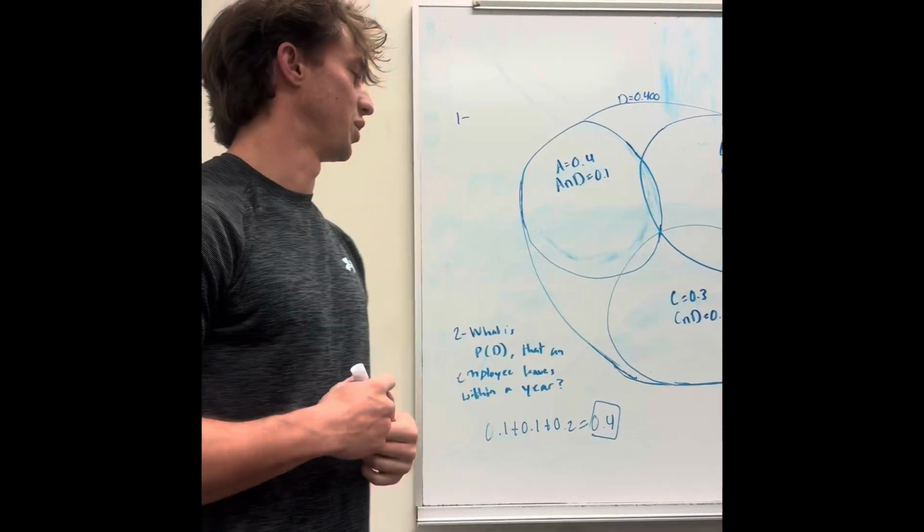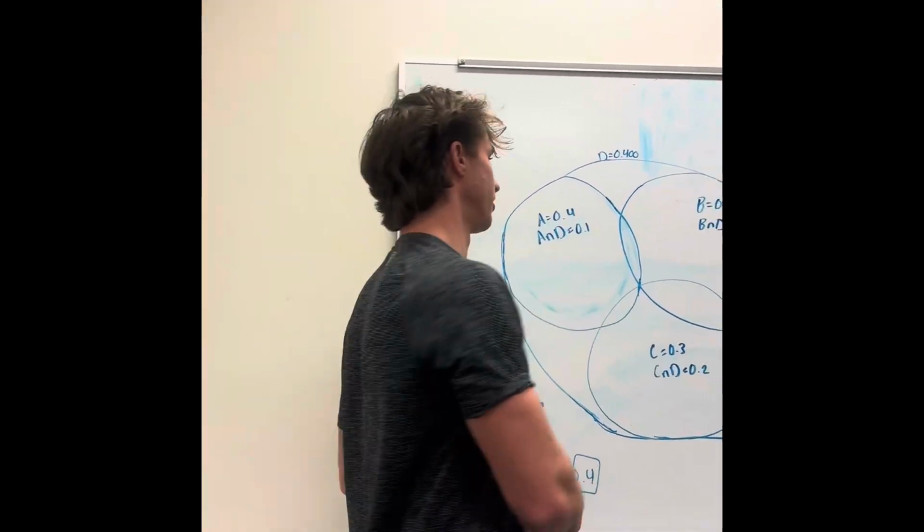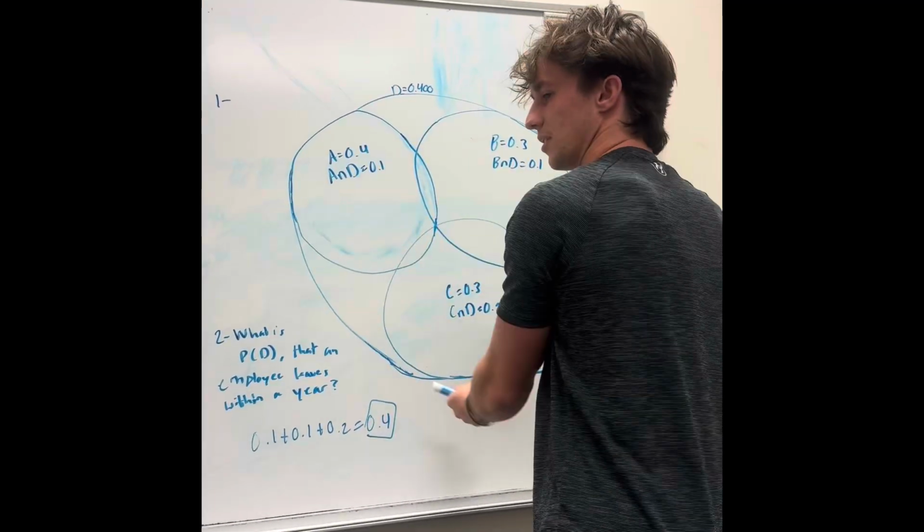All right, so we're on question 3 now. So it's 1 and 2. Question 1 asks us to sketch the Venn diagram. So it's sketched here. You have A, B, C, and D, just your different scenarios. And then D is encompassing it all.